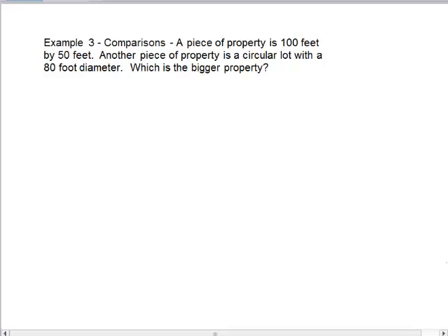we want to compare a piece of property that's rectangular with another piece of property that's circular. So in this case, we might do something that's more algebraic. So we'll call property 1 rectangular in size, and that will be 100 by 50 feet. And then we have property 2, that's circular, and that would have a diameter of 80 feet.